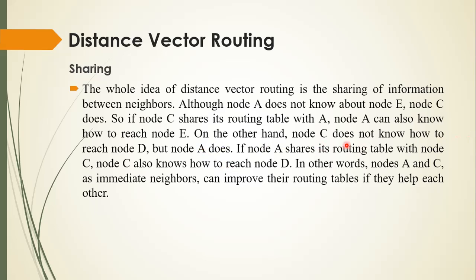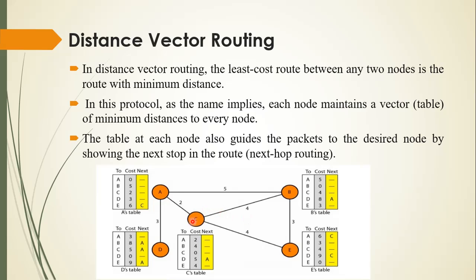On the other hand, node C does not know how to reach node D, but node A does. If node A shares its routing table with node C, then node C also knows how to reach D. In other words, nodes A and C as immediate neighbors can improve their routing tables if they help each other. Same concept: C is not a neighbor of D, so C has no information about D, but D is a neighbor of A, so A has information about D. Now if A passes the information to C, then C knows how to reach D.